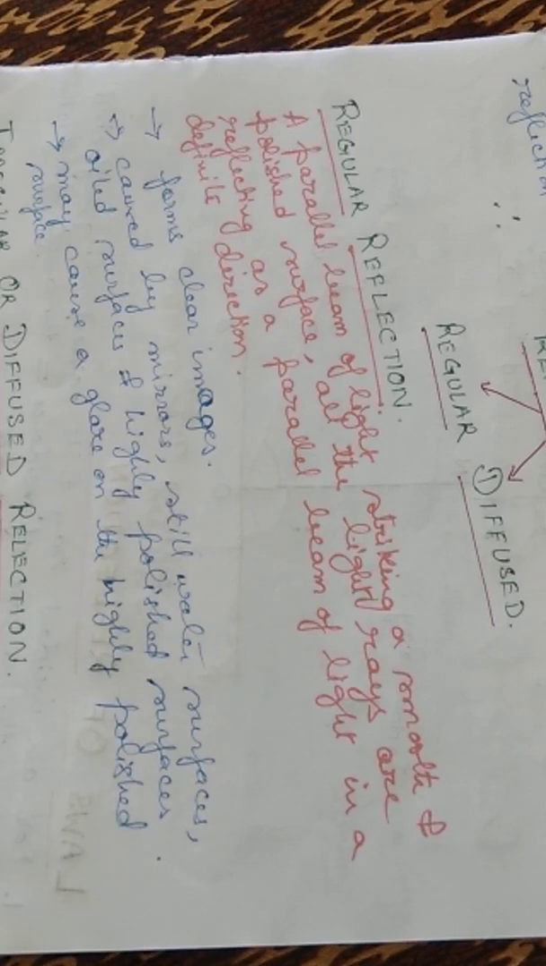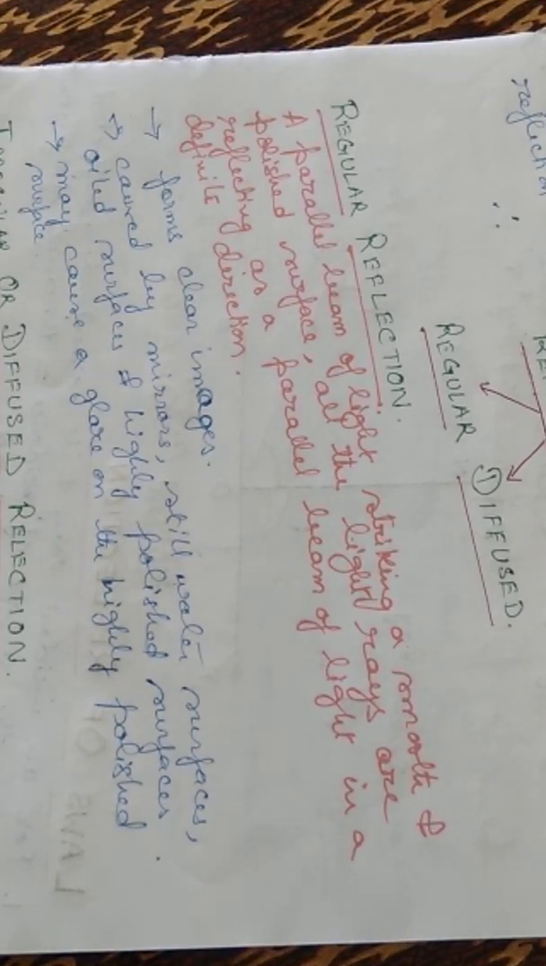It forms very clear images. Due to regular reflection, clear images are formed. It is caused by mirrors, still water surface. When the water surface is still, it's not wavy or moving like that. It should be a still water surface, oiled surface, or highly polished surfaces. It may cause a glare on a highly polished surface. That is, it can produce a spark of light, you can say. It can produce a glare on highly polished surfaces.